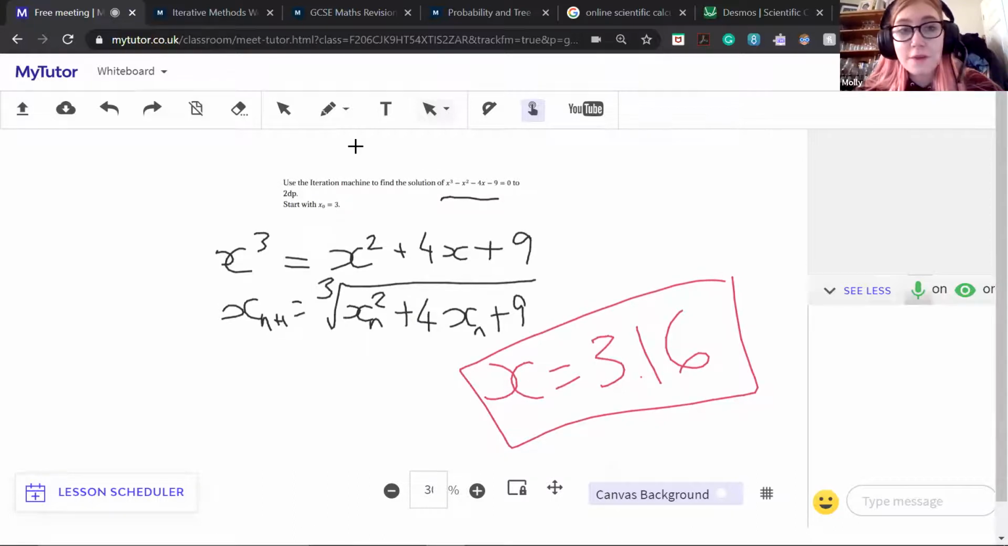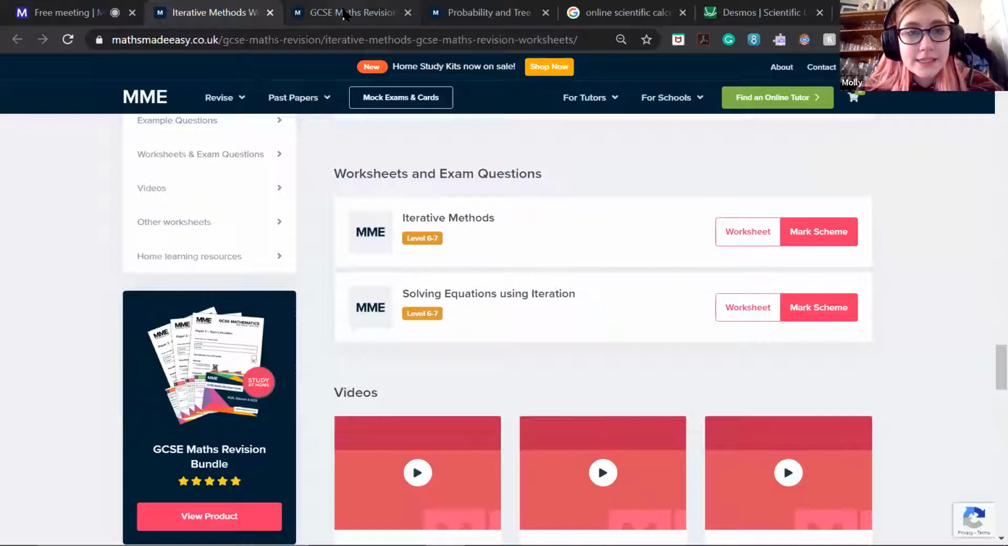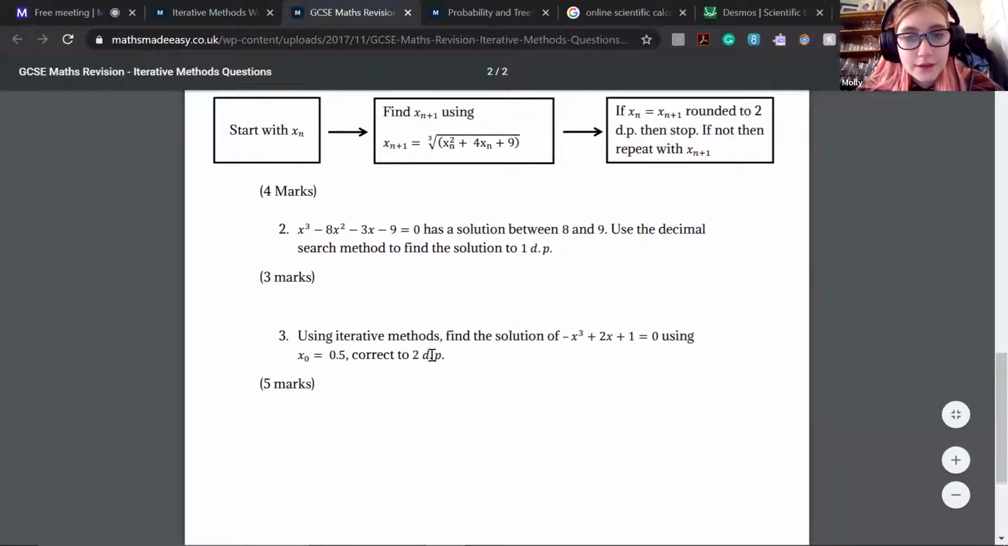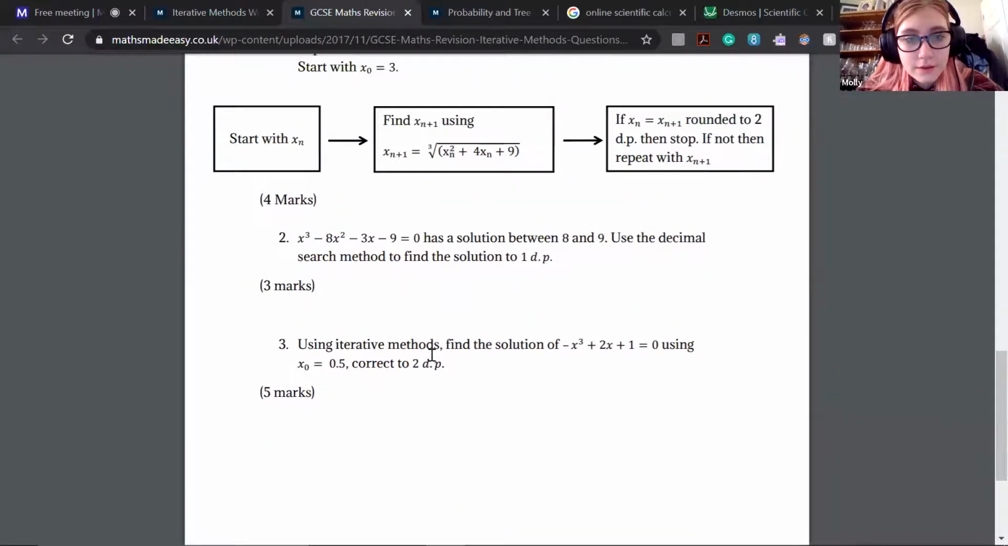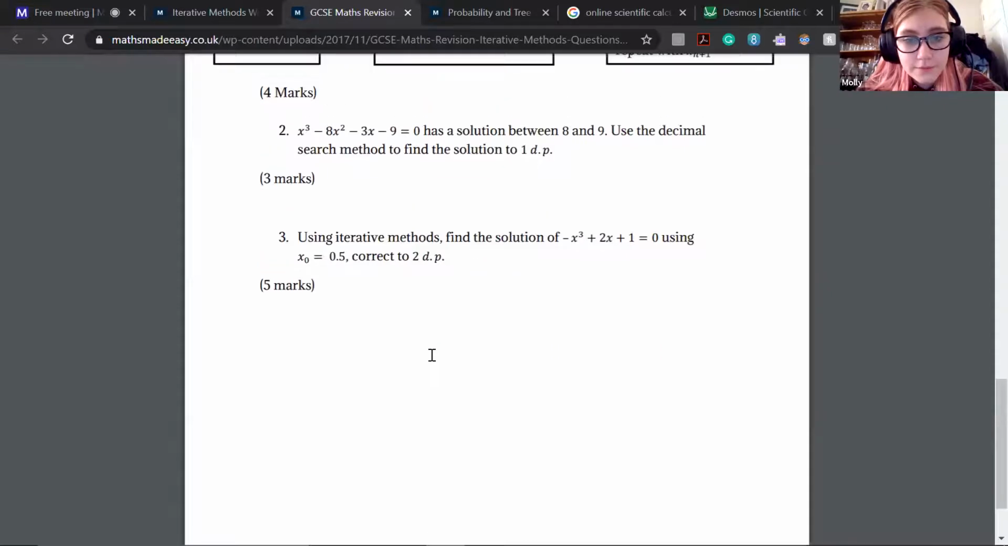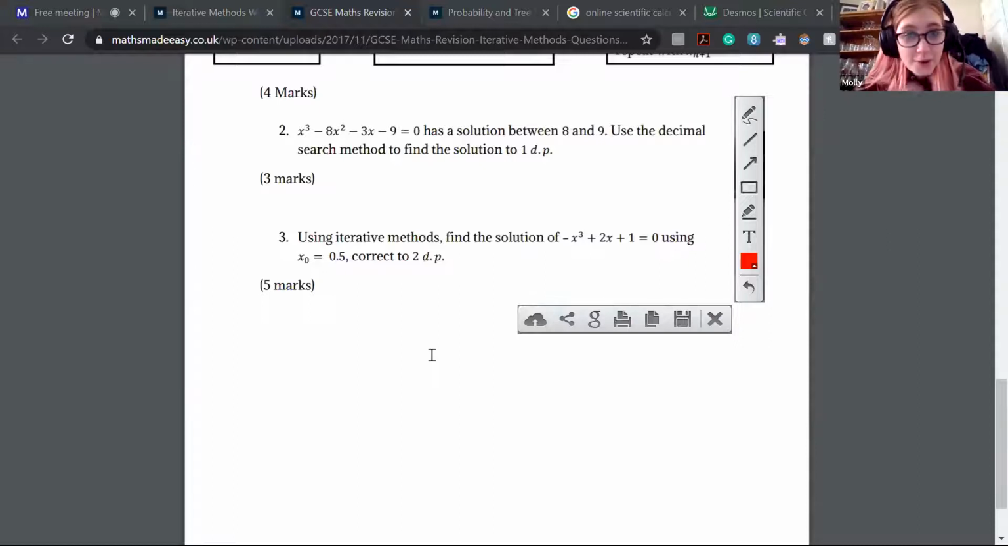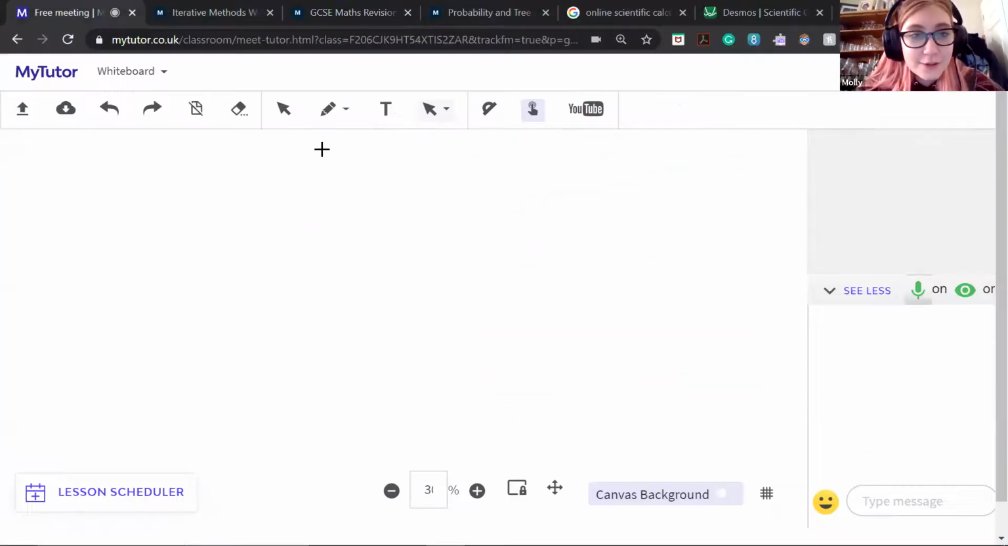We'll do it with another one. We'll do a few more examples. So for example, look here, I'll put in the marks as well. This is a 5-mark question, and it's really not too difficult at all. So let's have a look. We want to use iterative methods to find a solution to that.